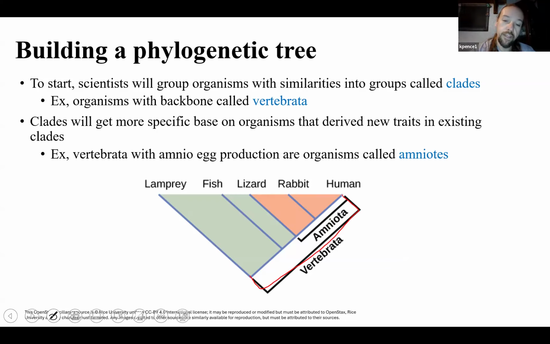And then up here, the pinkish-looking one, the lizard, the rabbit, and the human, they all make amnion. So they are the amniota clade. The orange triangle there is the amniota clade. The whole green triangle is the vertebrata clade. You can actually break off the rabbit and the human, and you can make this triangle here. If I made it red, that triangle itself would also be a clade. And then the rabbit and the human would be the mammalia clade because they are mammals. So each little triangle is its own clade because it has its own characteristic for that specific section of the tree.